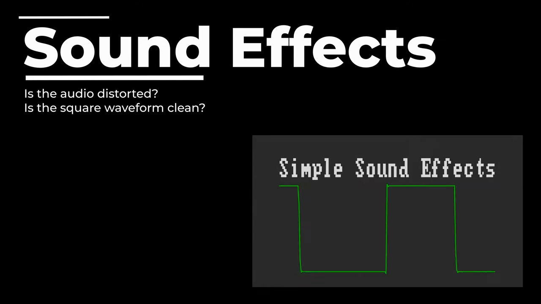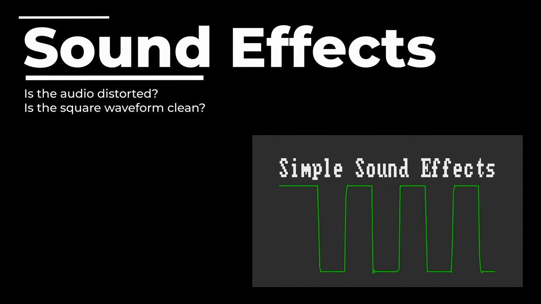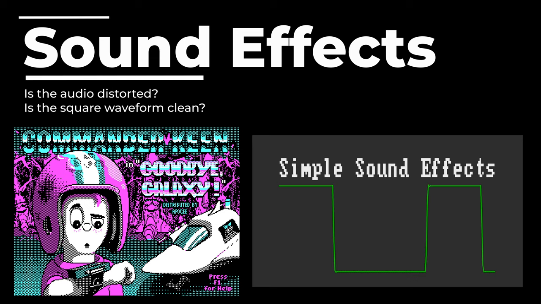Simple sound effects. Sound effects are performed by changing the speaker's square wave output frequently, as high as 120 times per second or more. I've chosen Commander Keen 4 as the source material for this, as an easily recognizable example.